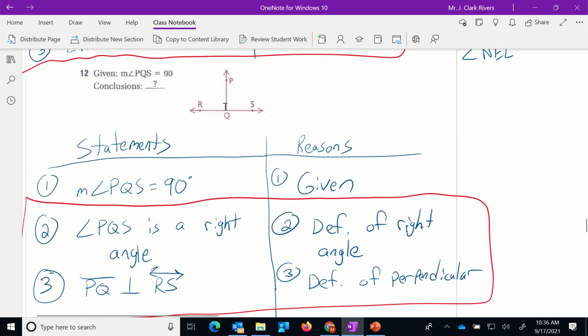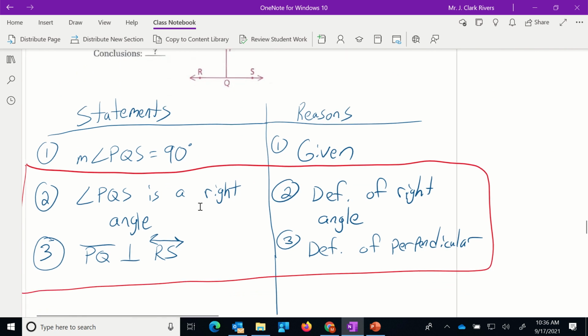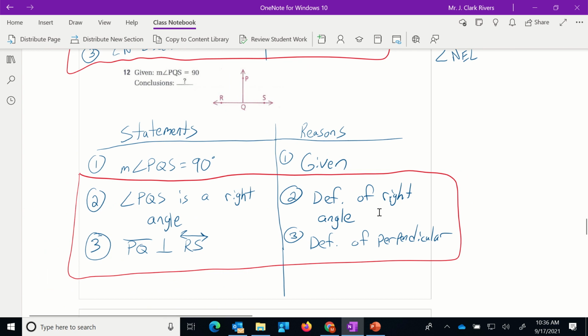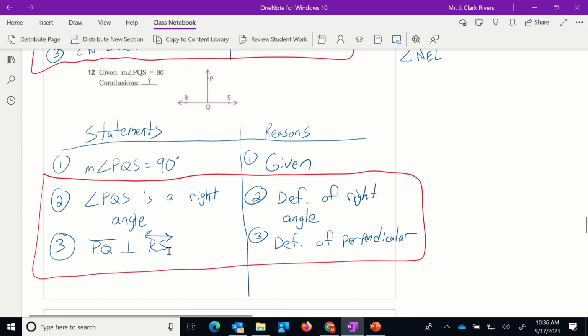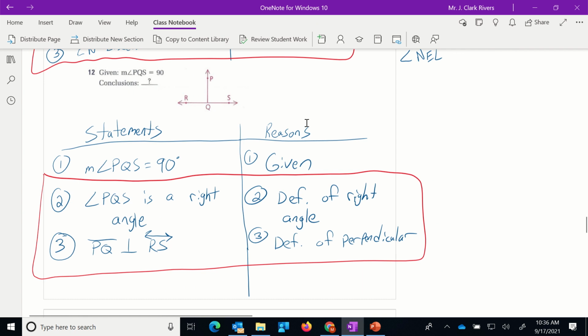Given that PQS right here is 90 degrees, well, if that's 90 degrees, we know that PQS is a right angle. That's the definition of a right angle. And we know that PQ is perpendicular to RS. That's the definition of perpendicular. Where two segments meet and a right angle is formed, those two segments, or in this case, a segment and a line, must be perpendicular to each other.